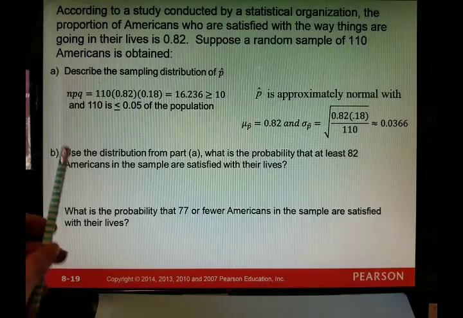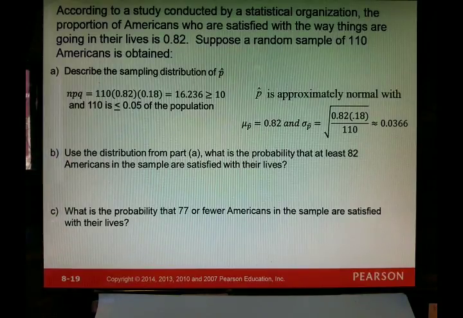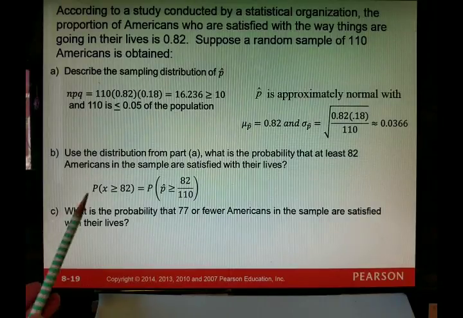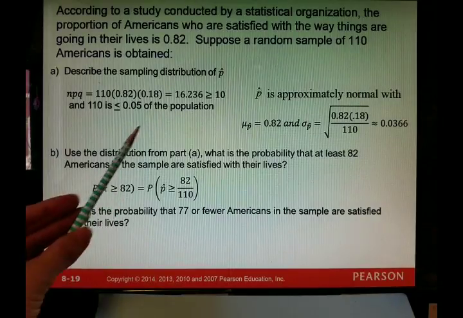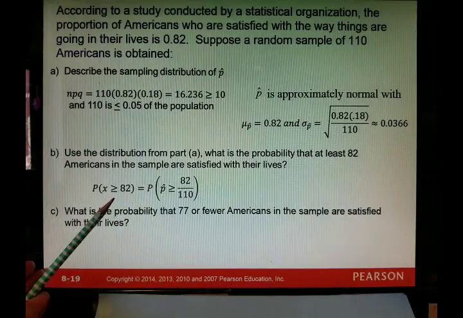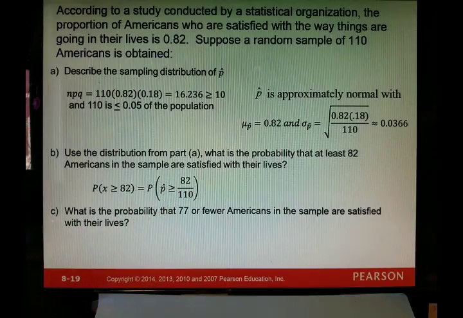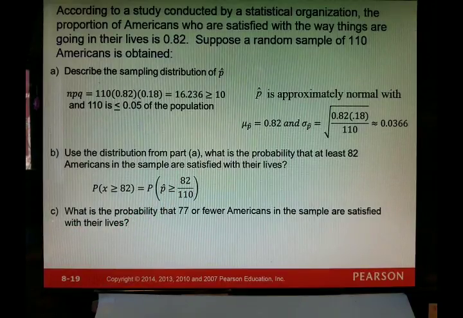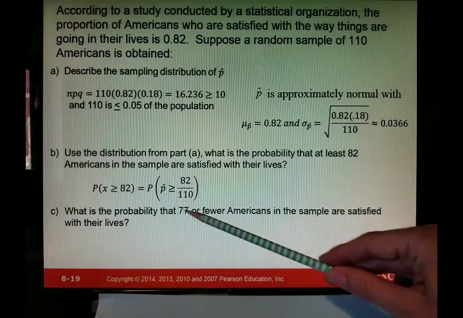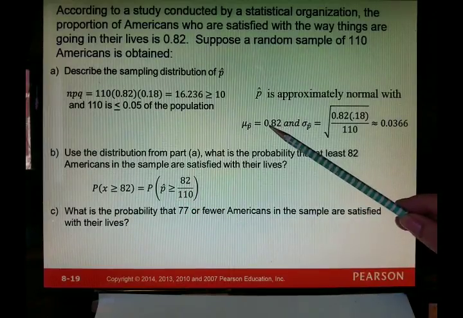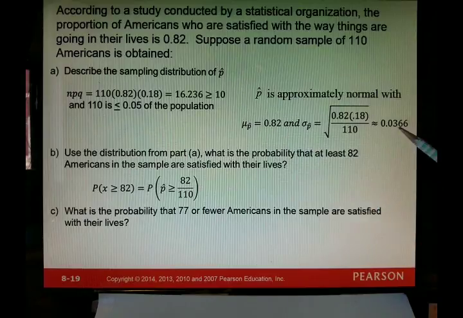Use this distribution from part A to find the probability that at least 82 Americans in the sample are satisfied with their lives. When I'm saying at least 82 Americans, that's referring to an X of being 82. But this is all about a proportion. So I'd have to convert that to a proportion. To do that, that would be the p hat to be 82 out of 110. Now, I would need to get this to a z-score. So I would have to take this value, whatever this equals, take away the mean of 0.82 and divide it by the standard deviation. That will give me my z-score.